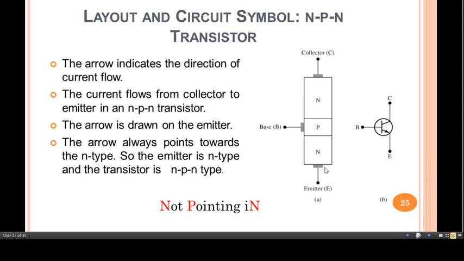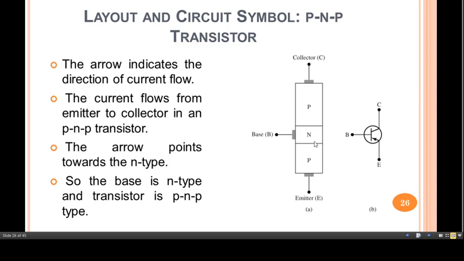Now how to remember the symbol? There is a very easy trick. Just remember: not pointing in, that is NPN. If you observe this arrowhead, it is going out, not pointing in. So this symbol is for NPN transistor.